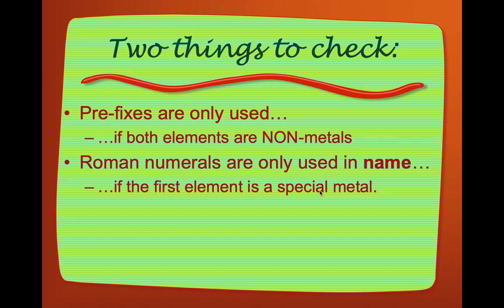Yeah, there's a bunch. There's chromium and copper, and there's lead and tin. Those are the ones we use the most. So there's a few more on there. Just realize that you only put Roman numerals in names. That's one of the things that's really tricky about this formula writing and naming. Once you know all of the rules, it's easy to get them all mixed up. So you just have to keep practicing.